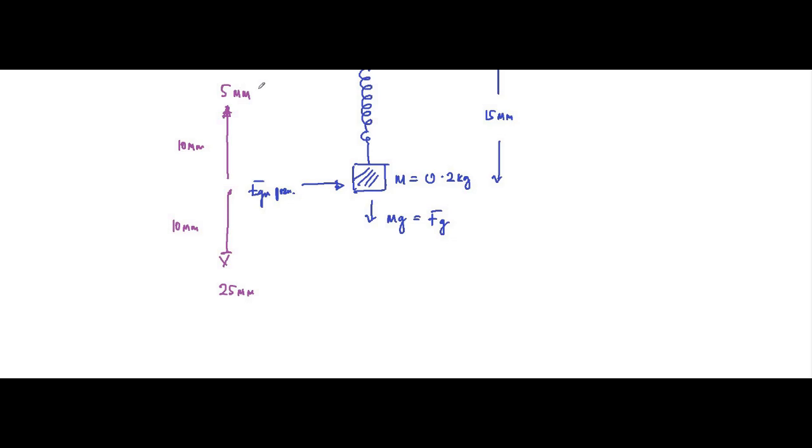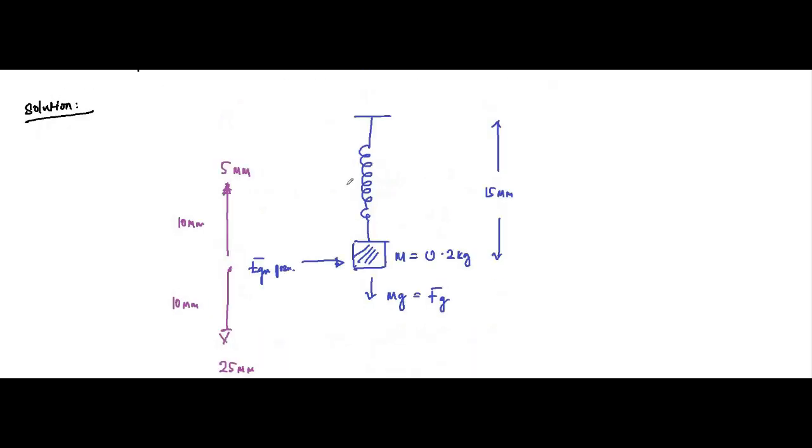You understand? This is the equilibrium position, this 15 millimeter point downwards. From here it undergoes vertical oscillations, SHM, of amplitude 10 millimeter. So amplitude is 10 millimeter. The equation is y equals a sine omega t.